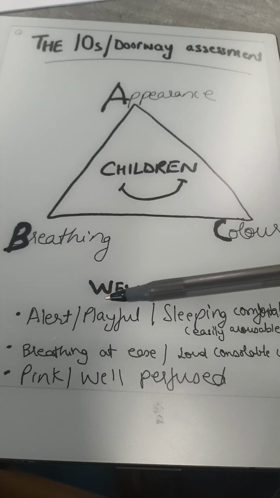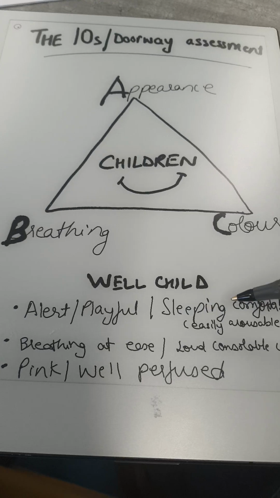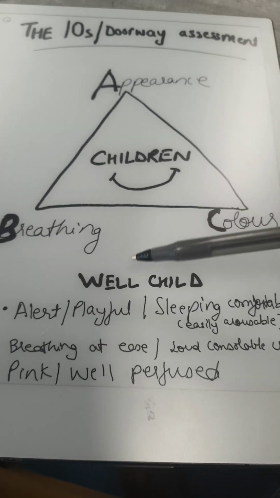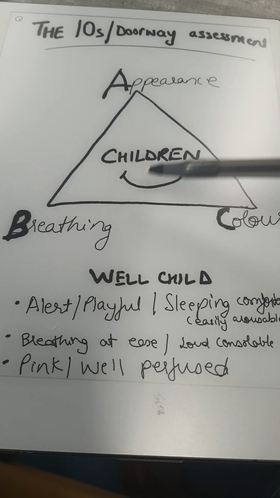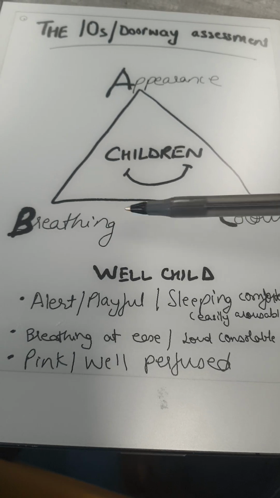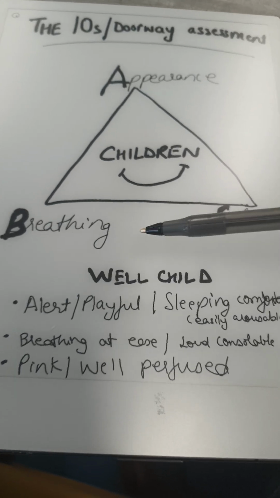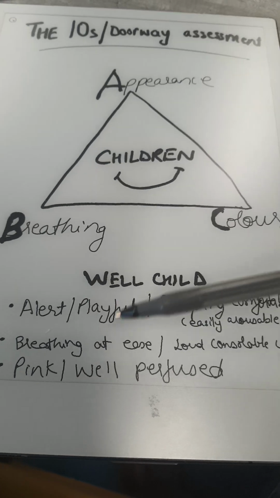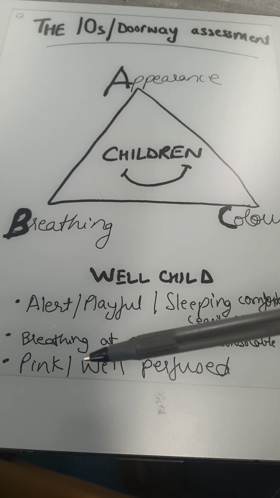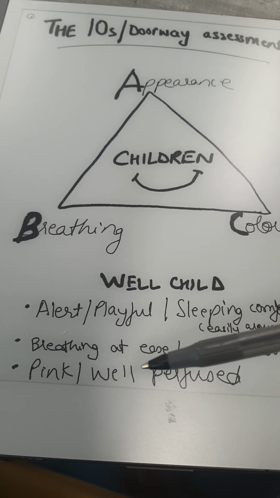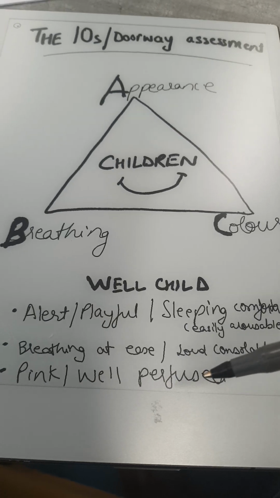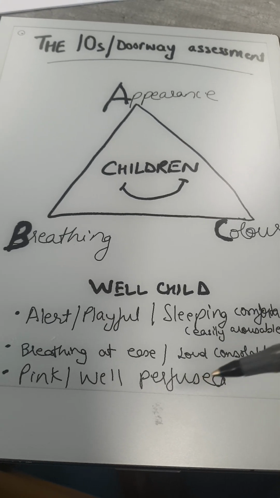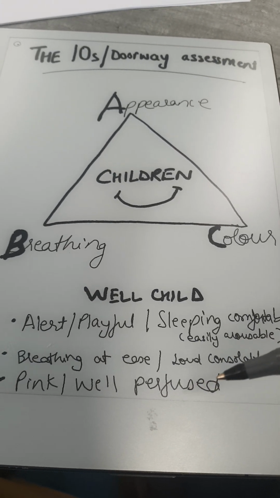If a child is drowsy or crying inconsolably, that's a concern in appearance. If their breathing is fast, rapid, noisy, and you can perceive it, or they appear to be in distress, that's a concern. And if they look pale or cyanosed or mottled, or just not like a well child, that should concern you.